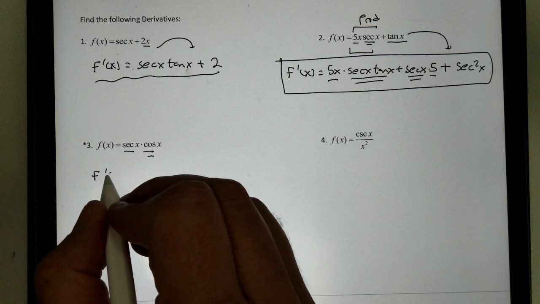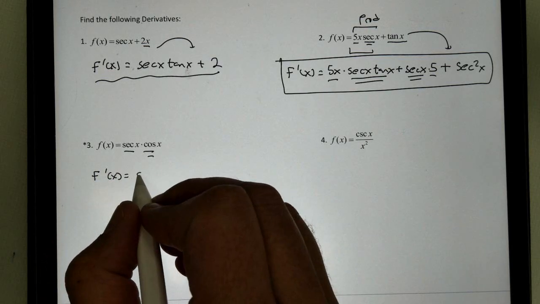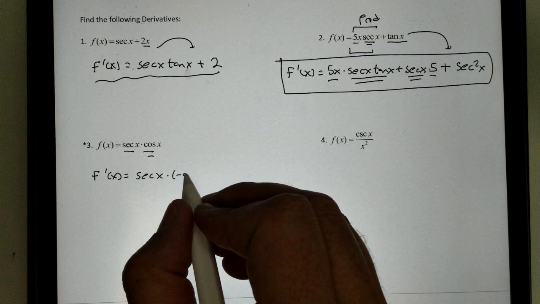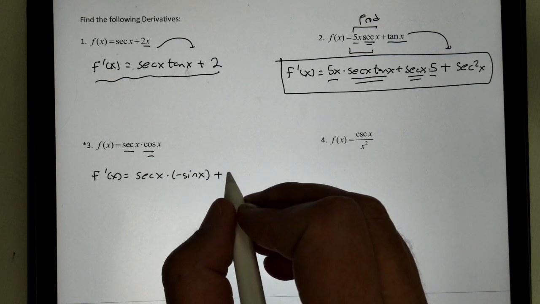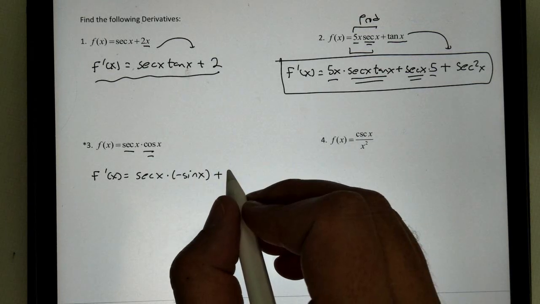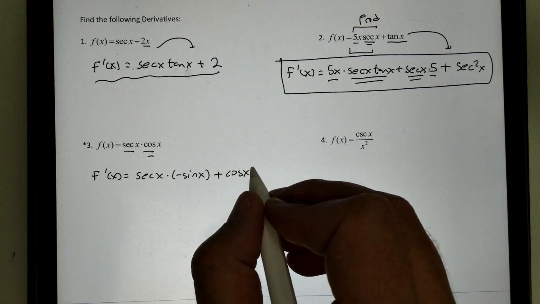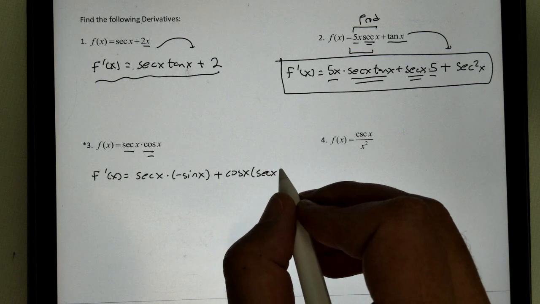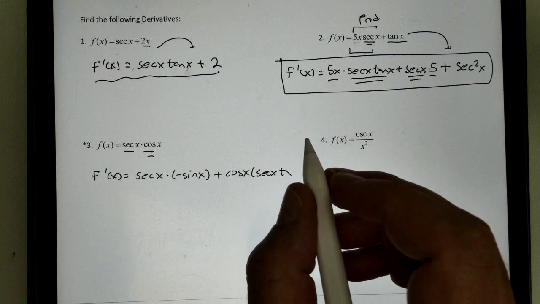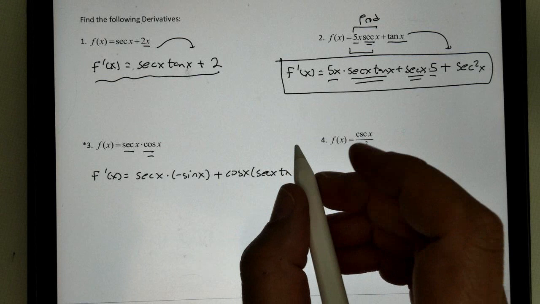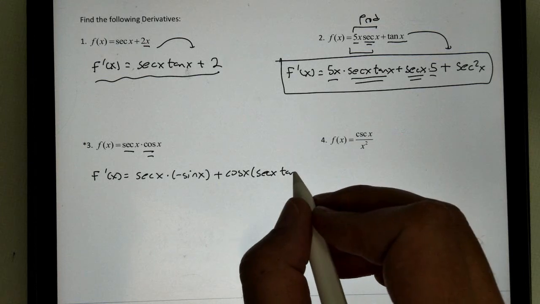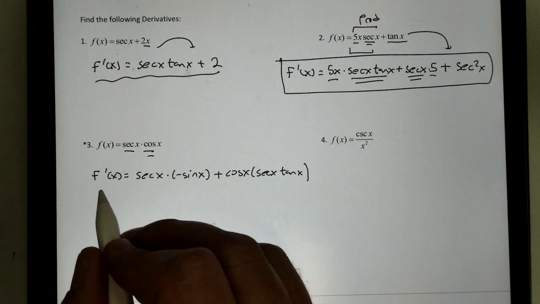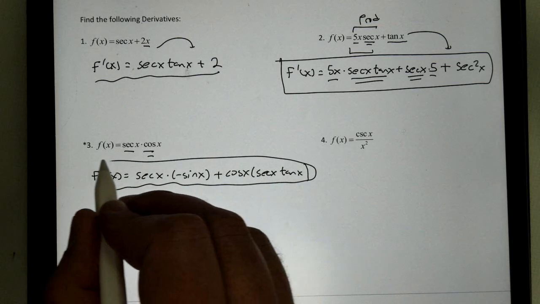If I take the derivative, my first function, secant of x, times the derivative of cosine, which is negative sine of x, plus the second, which is cosine of x, times the derivative of secant of x, which is secant x tangent of x. Now, this may not look very nice, and honestly, there's our derivative, but this cleans up very nicely.